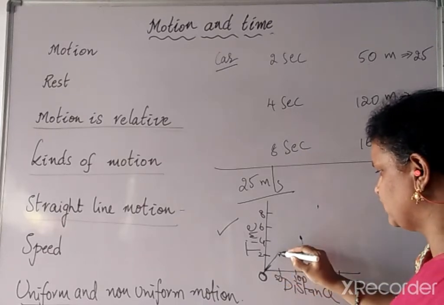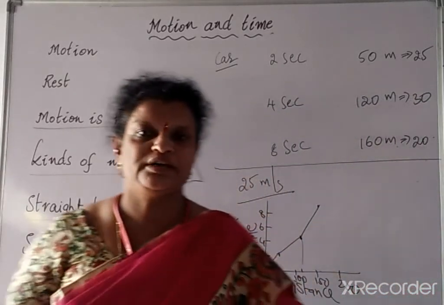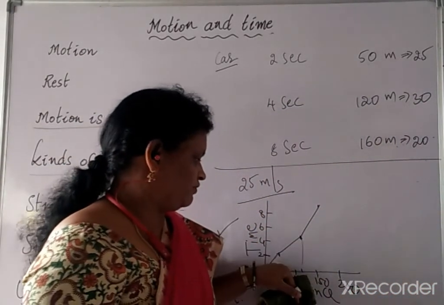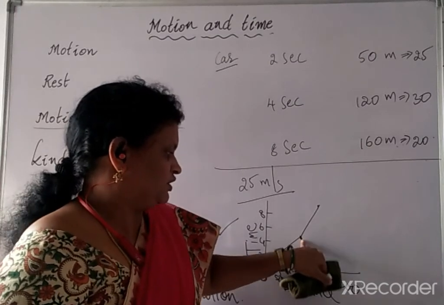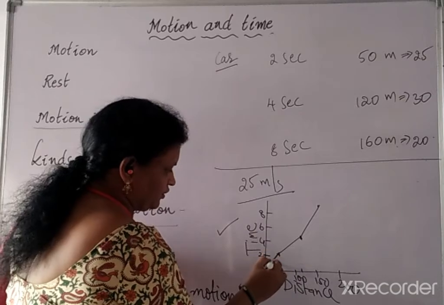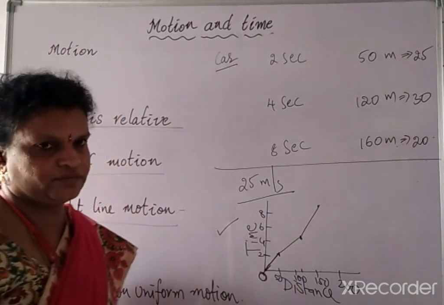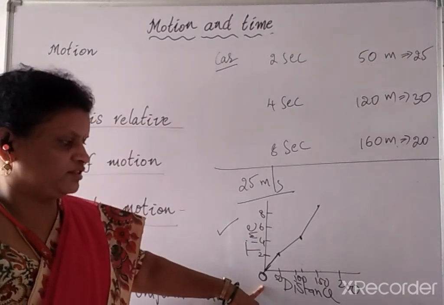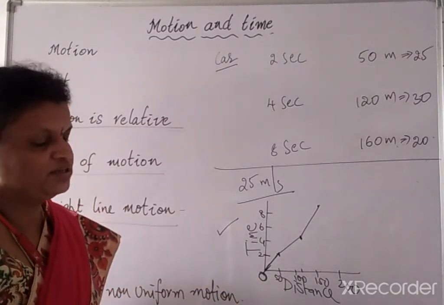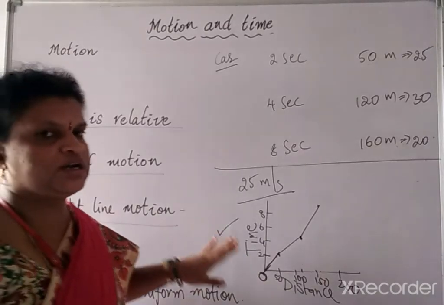So whenever you draw the graph, you are not going to get a straight line, but some other line which is not straight. It is going through the origin, but it is not a straight line. So whenever we get a line like this, we can call it non-uniform motion. It is not uniform.